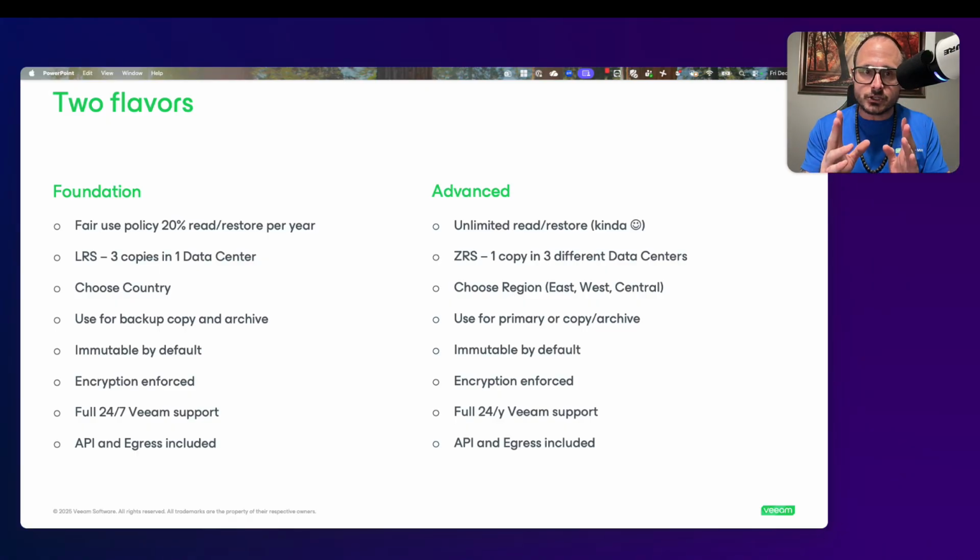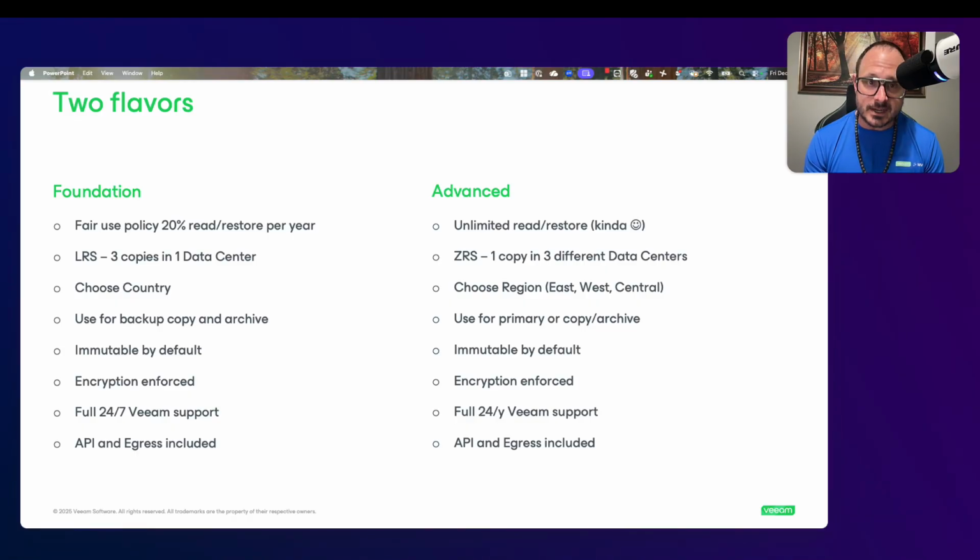There are two editions: Foundation and Advanced. Foundation MSRP is $14 a month per terabyte, and Advanced MSRP is $24 a month per terabyte. Foundation is more for your backup copy jobs and archive jobs, not a primary repository, more of a set it and forget it. It does have a fair use policy of 20%.